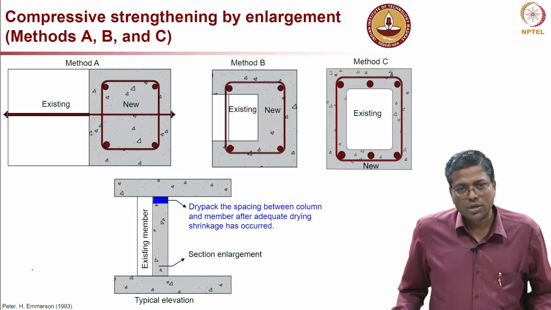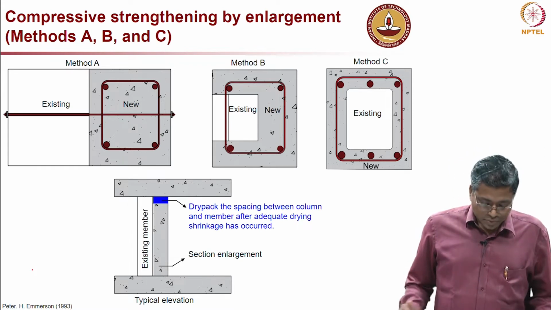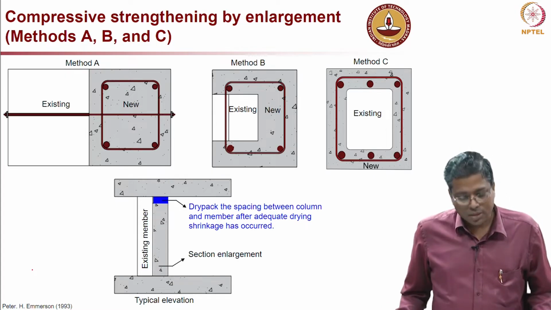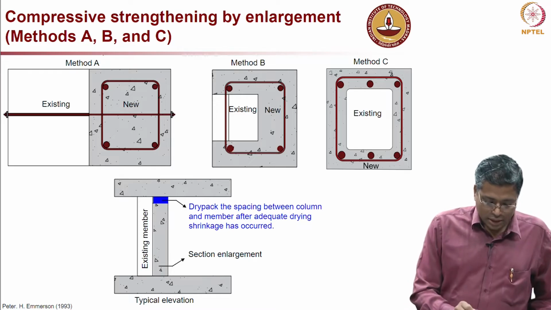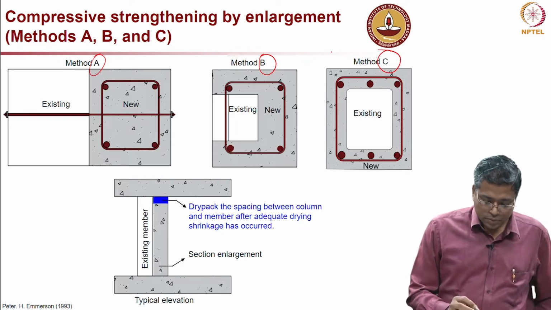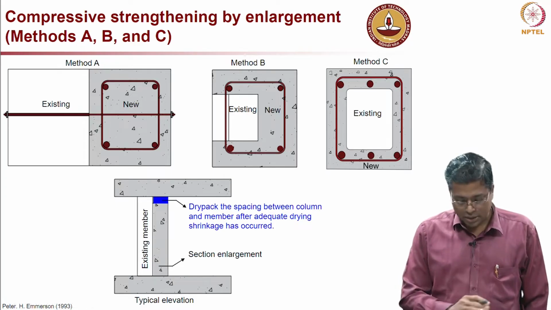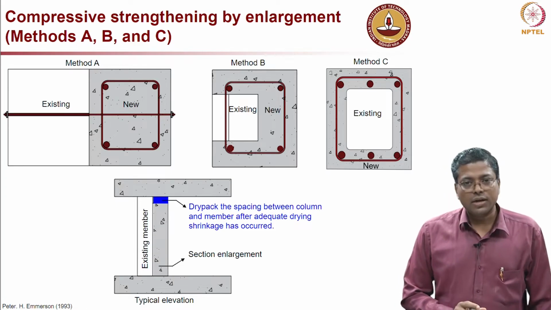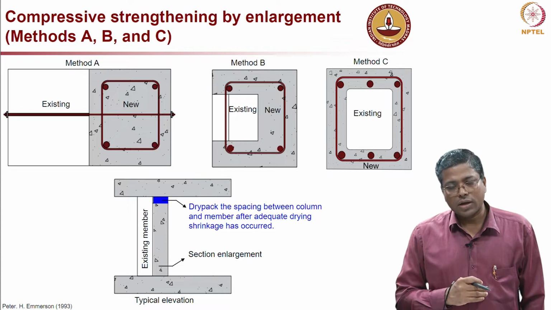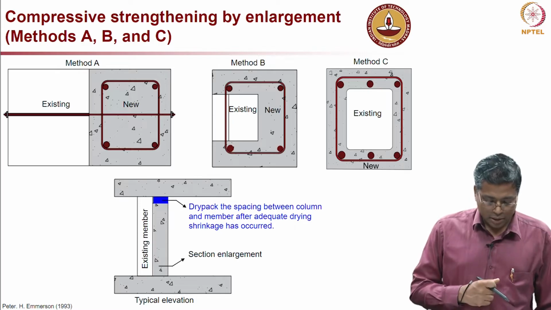In the case of compression strengthening by enlargement of the section, there are three major types. We are going to call them method A, B and C. In the drawings here, the white region is the existing concrete, and the gray shaded region is the new concrete or the repair material.